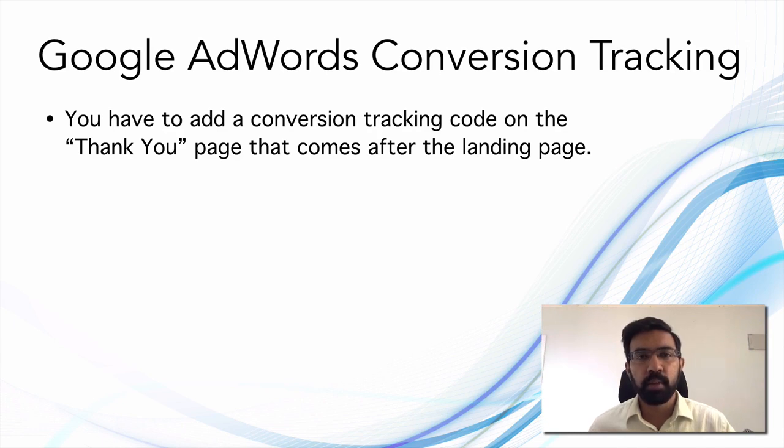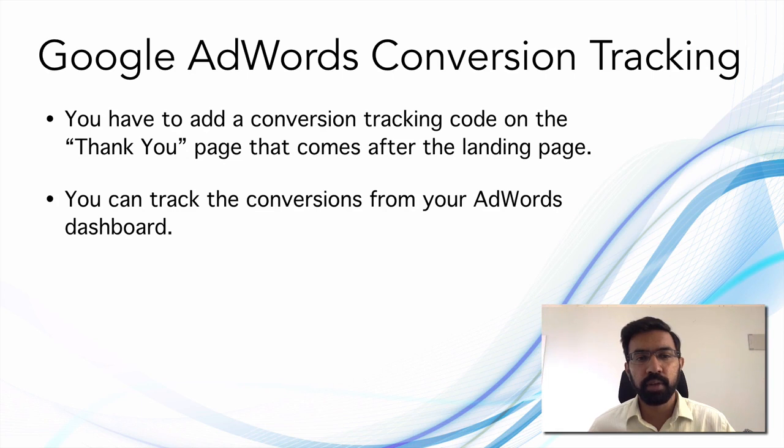Let's take the example of my own landing page, learndigitalmarketing.com. As soon as people come to the landing page, if they fill up the form, they go to a thank you page which comes after the landing page, right? So here we have to place the conversion tracking code, and that is how Google or any other tool will know that that particular click has actually converted. We will look at this in depth with an example.